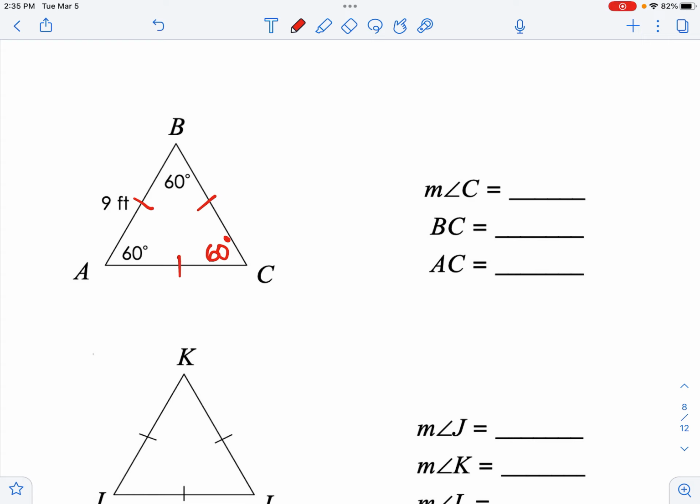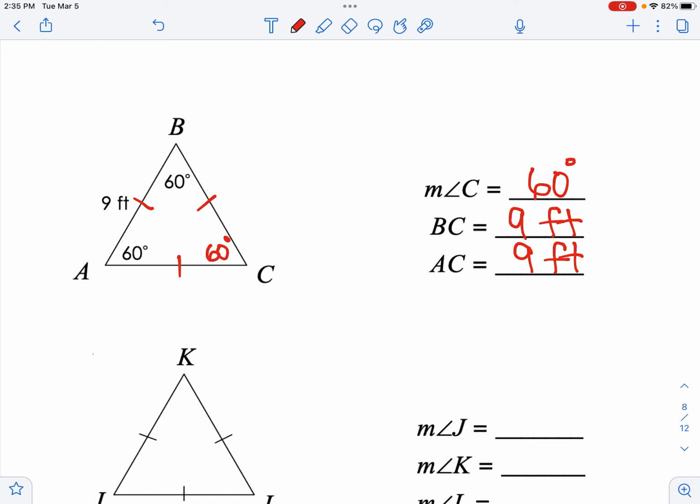Okay, so now I know that angle C is 60 degrees. That means BC is also 9 feet, since they all have to be the same, and so is AC. Okay, that wasn't too bad.